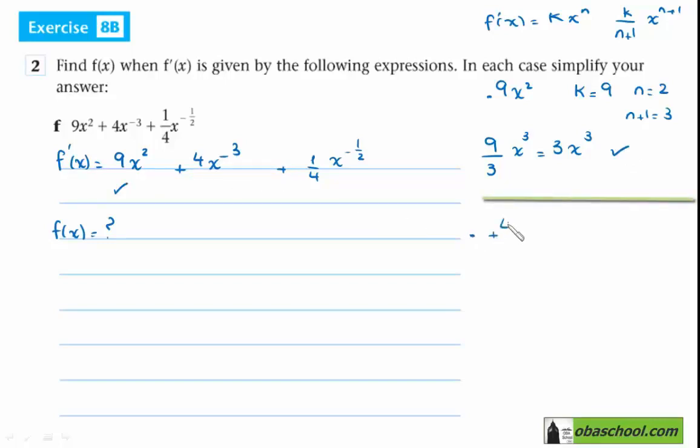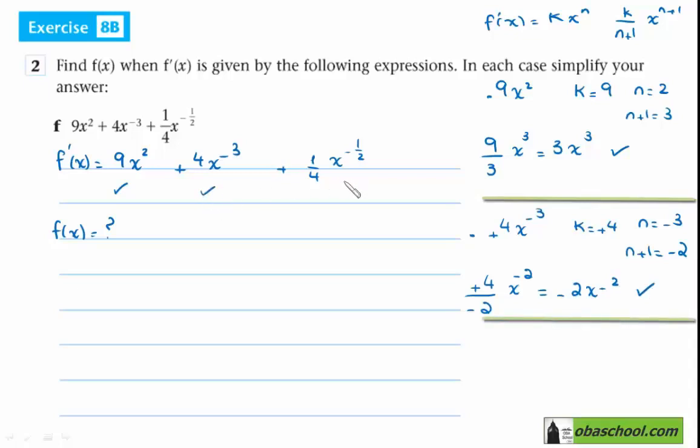Let's go to the second term, 4x to the power minus 3. By comparison, k equals 4 and n equals minus 3. If we say that 4 is k and n is minus 3, then n plus 1 equals minus 3 plus 1, which is minus 2. Now the integration of this term is 4 over n plus 1, that is minus 2, multiplied by x to the power n plus 1, that is minus 2. After simplification, 4 over minus 2 is minus 2 multiplied by x to the power minus 2.